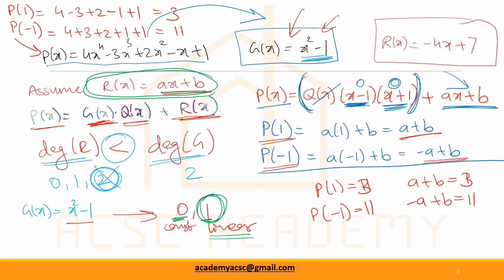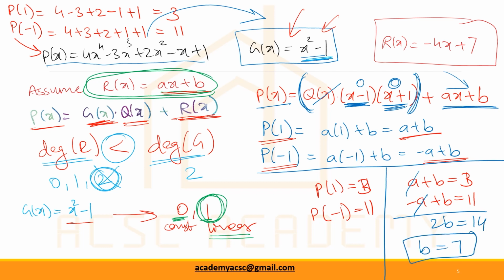So now as you can see, here we have got two equations in two variables. So they are the simultaneous equations. So we will simply add them and we will find out what the values of a and b are. So after adding, we get 2b equal to 14. So b equal to 7, and you substitute the value of b over here. So you will get a plus 7 equal to 3, a equal to -4.